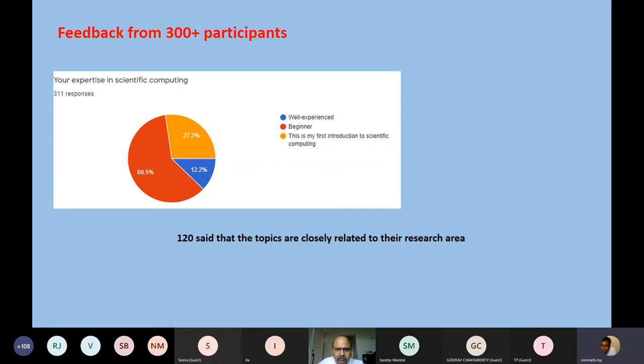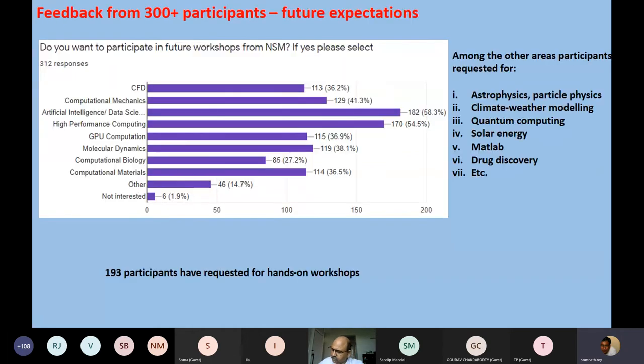120 participants said that they are actively researching in this area. And then we asked them whether they want future workshops in NSM and what their interests are. We saw that there is a large interest in artificial intelligence and data science, followed by high performance computing, and also other domain areas like CFD, computational mechanics, molecular dynamics, computational biology and materials. There are several interests.